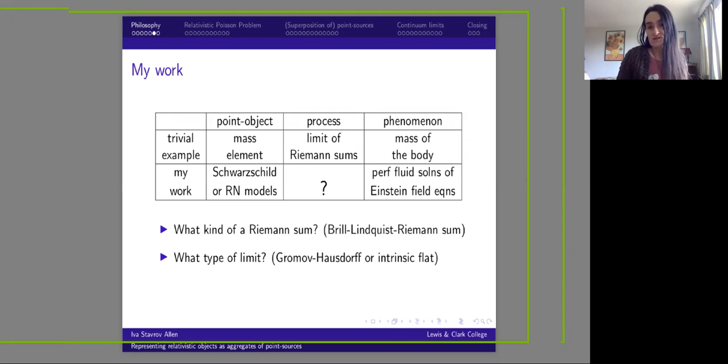In a nutshell, the work that I've done points to the possibility that Riemann sum means what I will call Brill-Lindquist Riemann sum, and you'll hear about them a lot. And the type of limit involved is Gromov-Hausdorff or intrinsic flat.